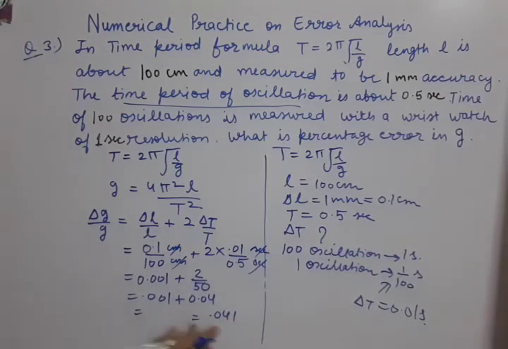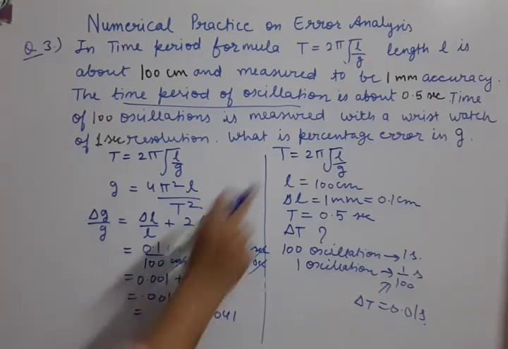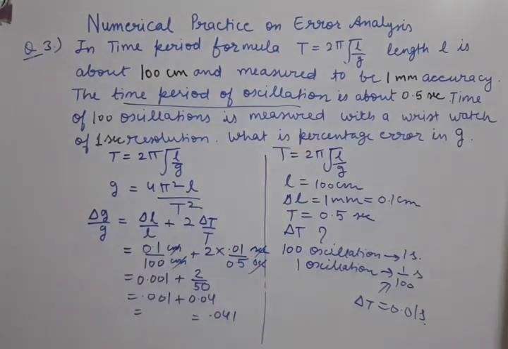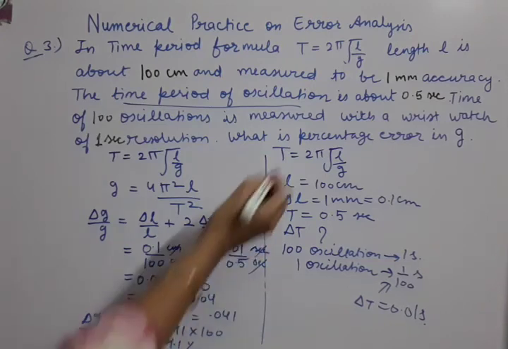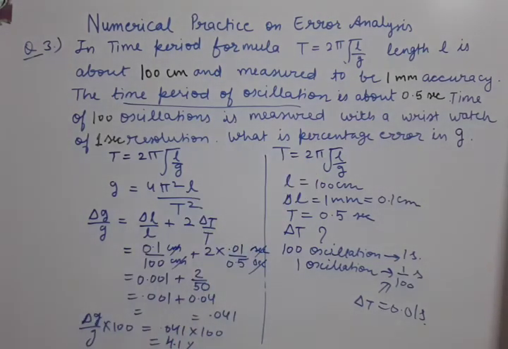Okay, now this answer is the relative error term, but we are asked to solve the percentage error, so we need to multiply by 100. As we multiply by 100 on both sides, our answer will become 4.1%. Okay, 4.1% is the percentage error asked in G.